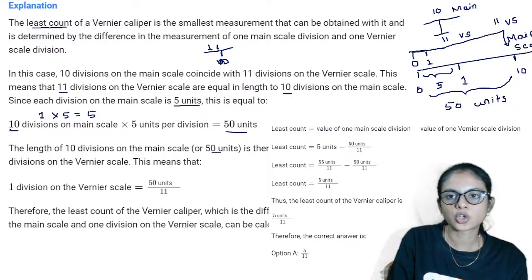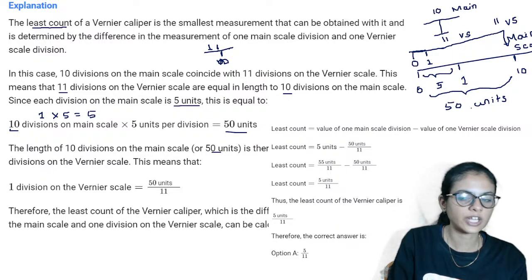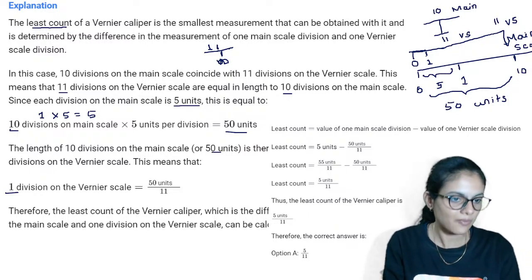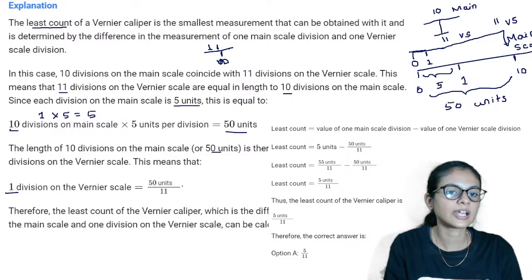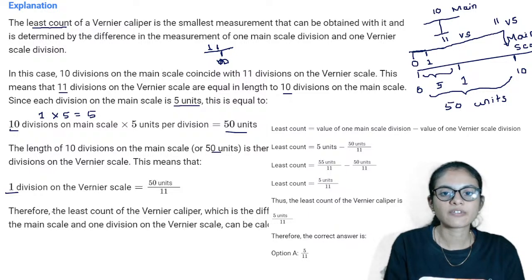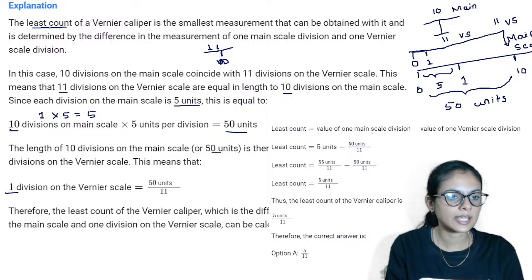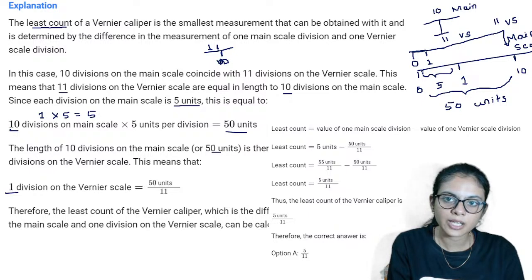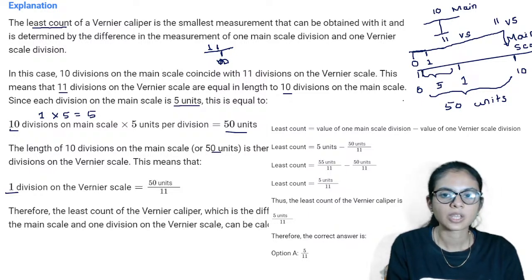It is nothing but the total number of divisions, that is 50 units, divided by the vernier scale marking, that is 11. So 50 divided by 11 is the one division. So where is 1? 1 is at the point 50 divided by 11. Whatever value we get, it is pointing at that number. Therefore, if we calculate the least count of the vernier scale, it will be equal to the value of one main scale division, this 1 unit, right?